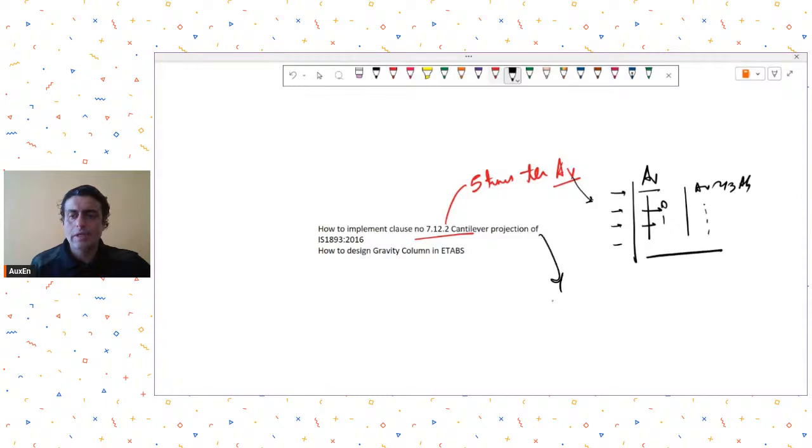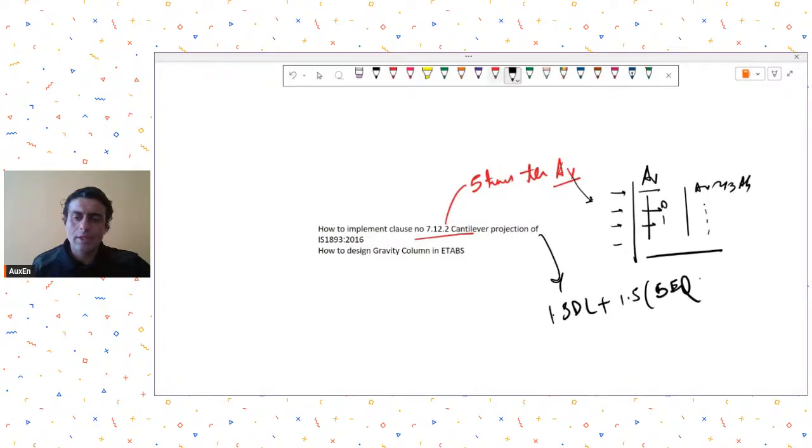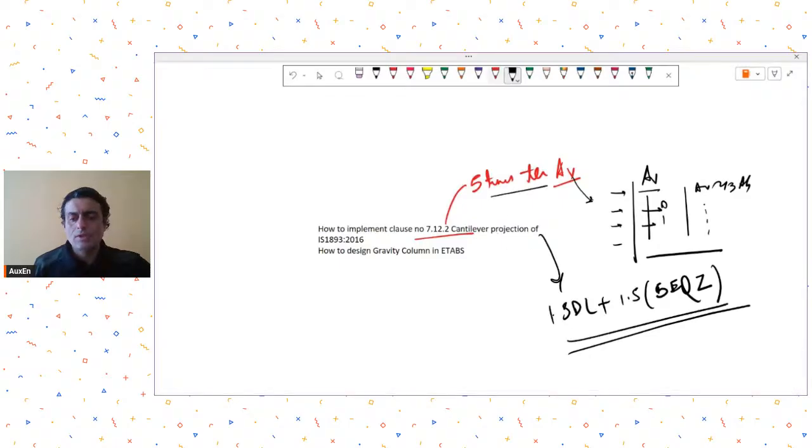Then you make load combinations. Let's say your load combination 1.5 dead plus 1.5, and you make 5 times the vertical earthquake. Let's call it EQZ. So you make these combinations, because I think the clause says that you have to design for 5 times. Then you use those combinations to analyze your horizontal projections. And then accordingly, you provide the sizes and design it.